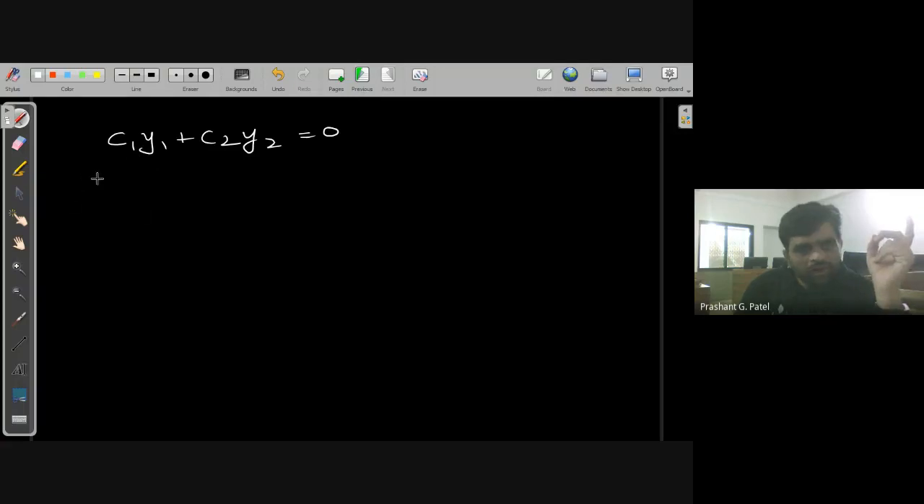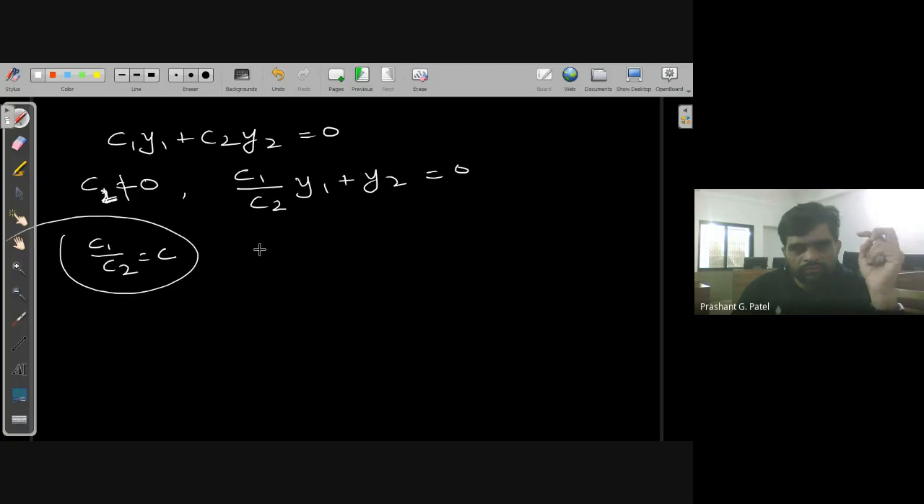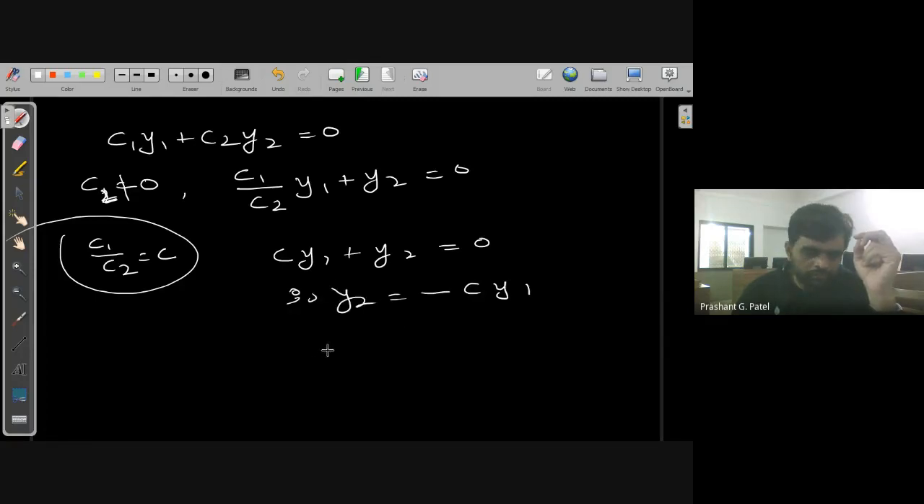Without loss of generality, I may assume that c2 is non-zero. If c2 is non-zero, we can write c1 upon c2 times y1 plus y2 equal to 0 by dividing by c2 on both sides. Let us take c1 upon c2 as c. So assume this. Then it is c into y1 plus y2 equal to 0. Therefore y2 will be minus c y1.